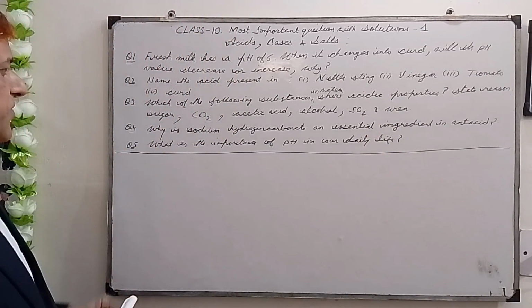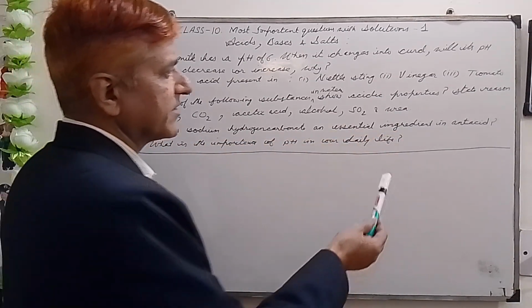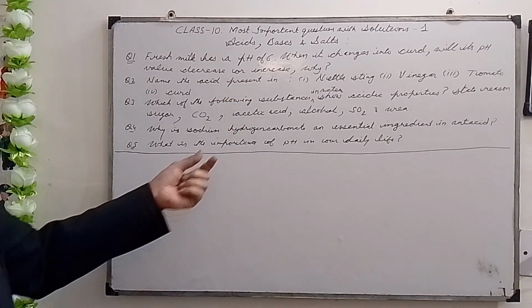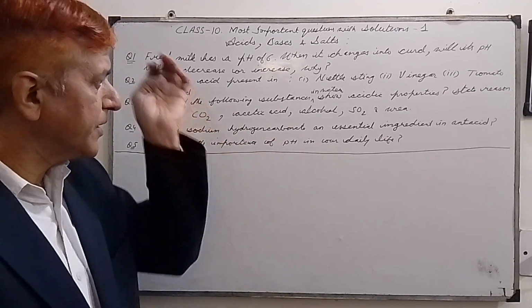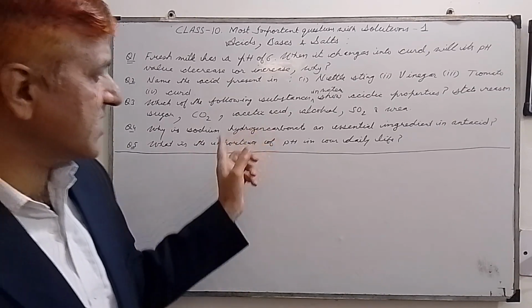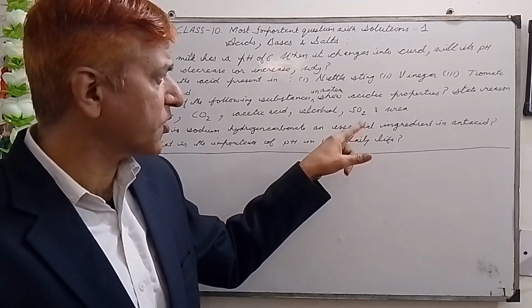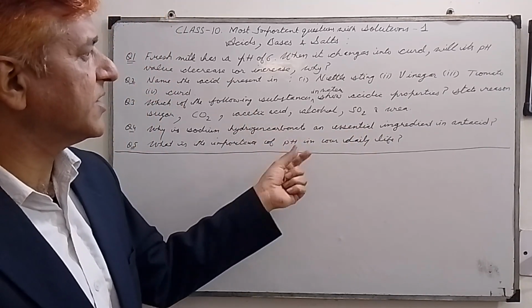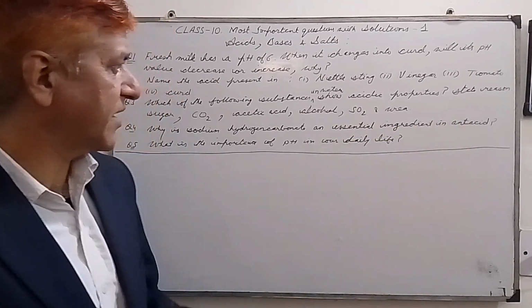Question number 4. Why is sodium hydrogen carbonate an essential ingredient in antacid? Now, sodium hydrogen carbonate, my dear students, is basic in nature. So it will neutralize the excess hydrochloric acid which is produced in our stomach. So it will neutralize that acid. So that is why this is the main ingredient in antacid.